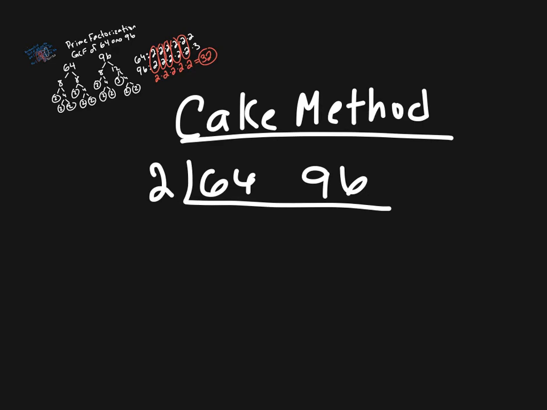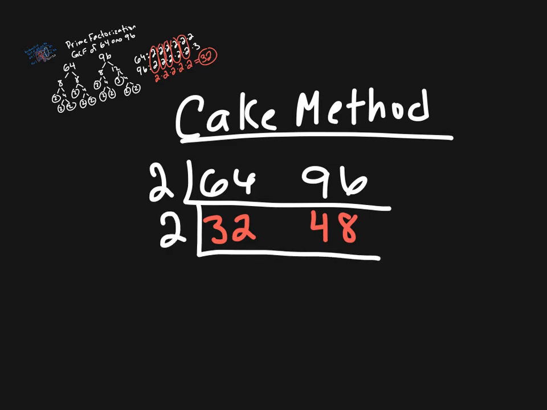64 divided by 2 gives us 32, and 96 divided by 2 is 48. I'm going to draw that next layer. They're both even again, so I might just do a 2. 32 divided by 2 is 16. And 48 divided by 2 is 24. Now maybe I realize, oh hey, I know that a 4 goes into 16 and 24. 16 divided by 4 is 4. 24 divided by 4 is 6.